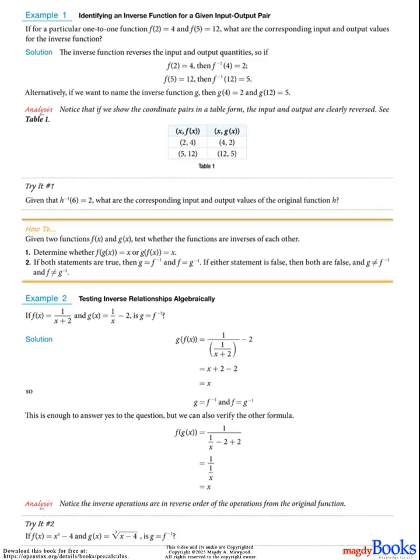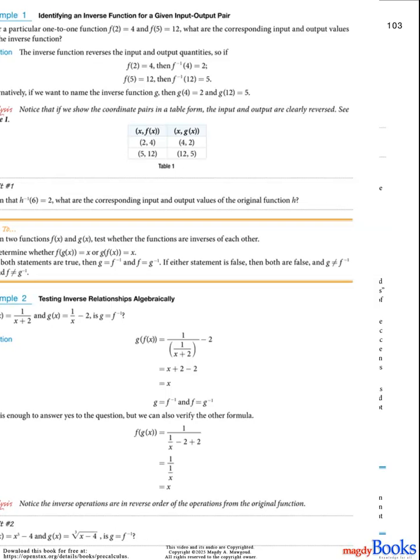This is enough to answer yes to the question, but we can also verify the other formula. f of g of x equals 1 divided by 1 over x minus 2, plus 2, equals 1 divided by 1 over x, equals x. Analysis. Notice the inverse operations are in reverse order of the operations from the original function. Try it number 2. If f of x equals x cubed minus 4 and g of x equals cube root of x minus 4, is g equal to f inverse?